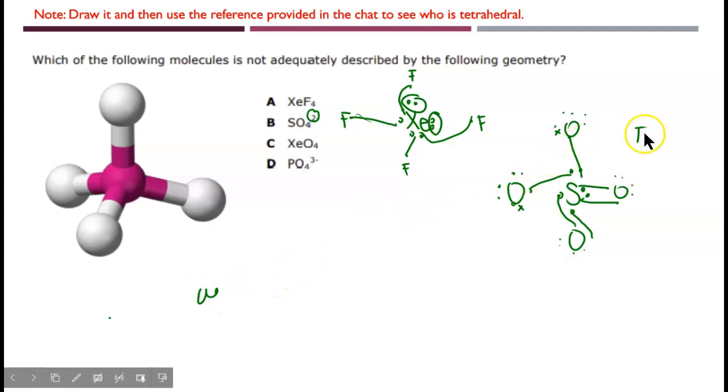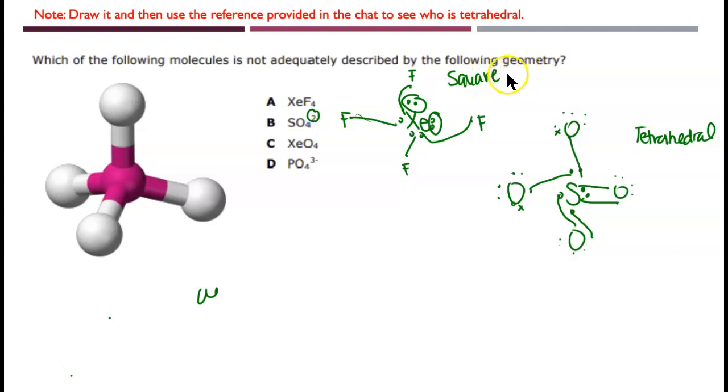Okay, now it's working. We said this is a tetrahedral because it has 4 atoms attached and 0 lone pairs, and this one was a square planar because it has 2 lone pairs and 4 atoms attached.